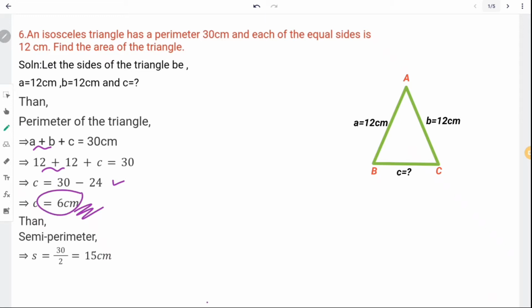We just got C. Now in order to use Heron's formula, we still have to find the semi-perimeter. Like we did in a previous video, you can always do A plus B plus C divided by 2. But here we'll simply do half times the perimeter. They've given us perimeter is 30, divided by 2. We get the semi-perimeter s equal to 15 centimeter.